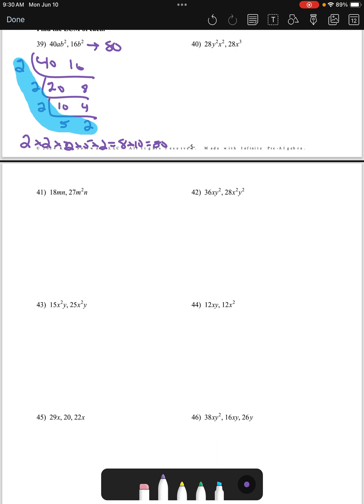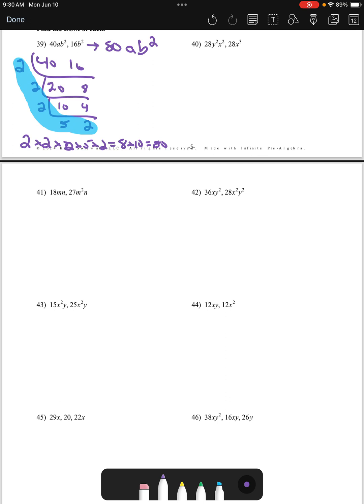Now, here's where LCM is majorly different. We already knew that in the ladder, we had to take everybody. In terms of variables, we have to take everybody. What that means is if you see a letter, it's going to be part of your LCM. And if letters have different exponents, with GCF, we took the smallest exponent. With LCM, we're going to take the biggest exponent.